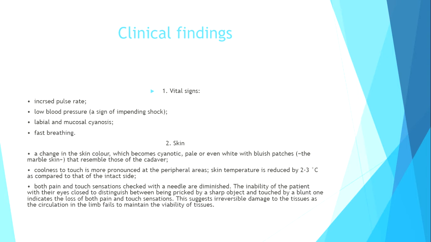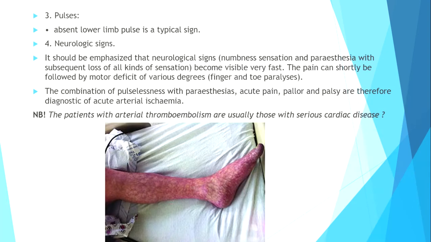Both pain and touch sensations checked with a needle are diminished. The inability of the patient with their eyes closed to distinguish between being pricked by a sharp object and touched by a blunt one indicates the loss of both pain and touch sensation. This suggests irreversible damage to the tissue, as the circulation in the limb fails to maintain the viability of tissues. On the picture you can see the color of the marble skin.